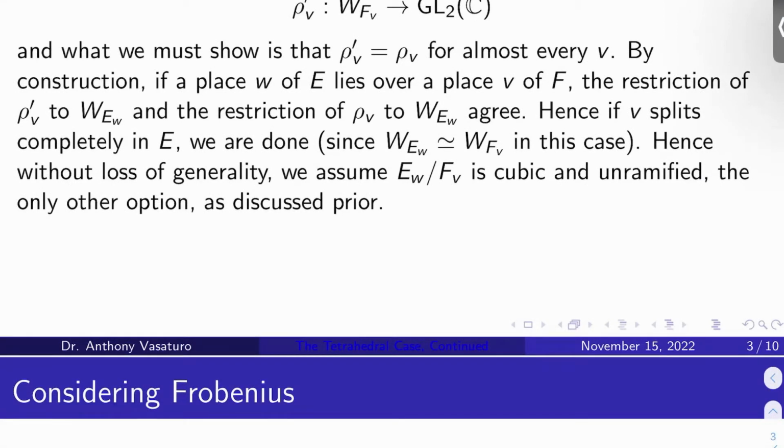Okay, so what does this tell us? This tells us that if v splits completely in E, we're just done, because W sub E sub w is just isomorphic to W sub F sub v in this case. We talked about this already. And so without loss of generality, I can actually assume the extension E sub w over F sub v is cubic and unramified. That's the only other option from basic algebraic number theory. We also talked about that in a previous video. Okay, so from here on out, we have this extension is cubic and unramified.